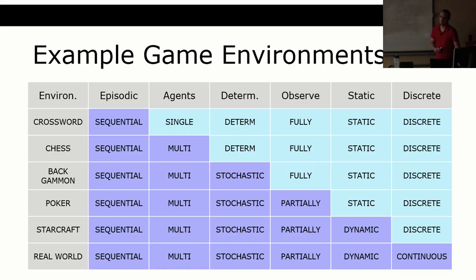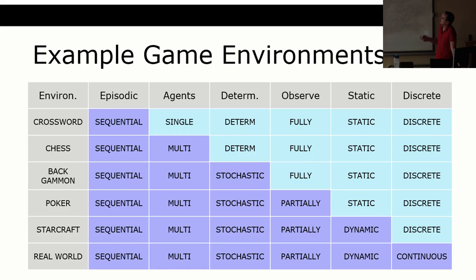So here's a table of all of those things in order, and you can see that one of those options was always the easiest, and one of those options was always the hardest. If you have full information, that's an easier problem than not having full information. If you know all the rules, that's easier than not knowing the rules. If there's no randomness, that's easier than having randomness in terms of how you would go about solving the problem. So if we start up here with something like a crossword puzzle or a Sudoku, that is a sequential problem. It is single agent, deterministic, fully observable, static, and discrete.